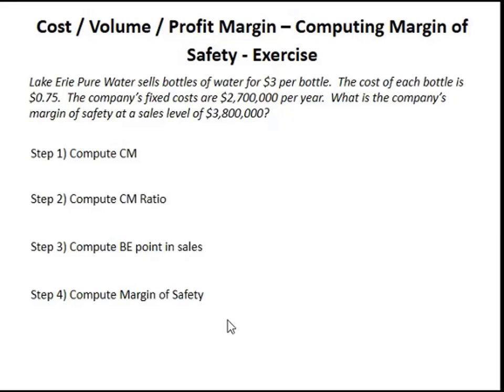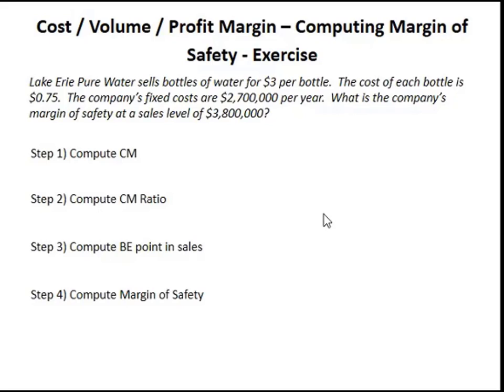Okay, now let's take a look at another example of calculating margin of safety. Lake Erie Pure Water sells bottles of water for $3 a bottle. The cost of producing each bottle is 75 cents per bottle. The company has fixed costs of $2,700,000 a year. And the question is, what is the company's margin of safety at a sales level of $3,800,000?